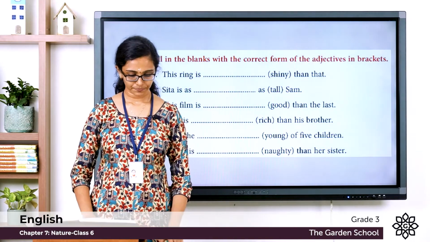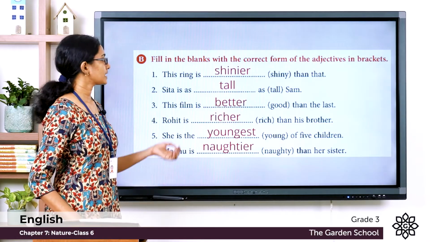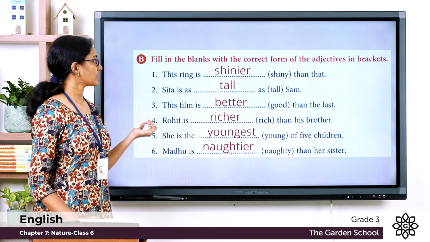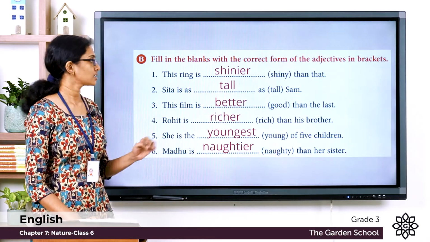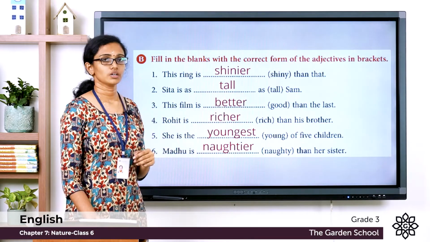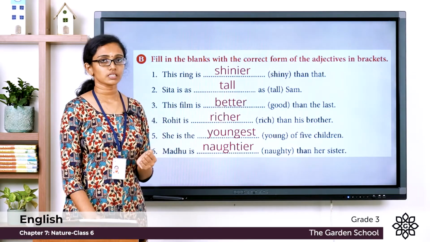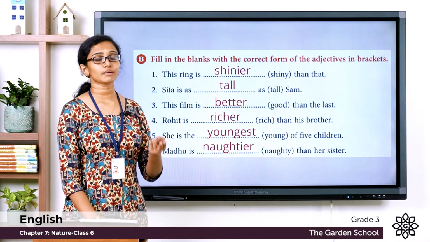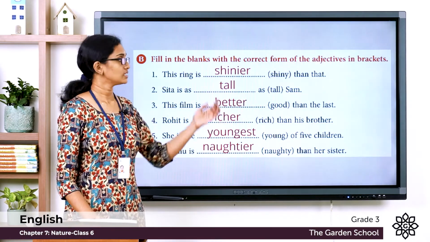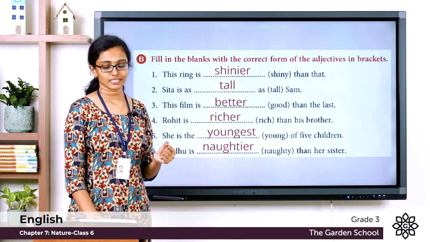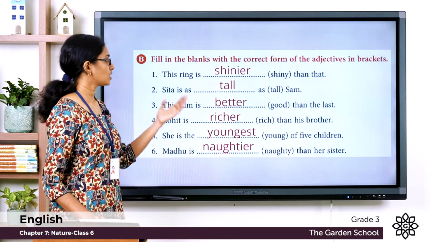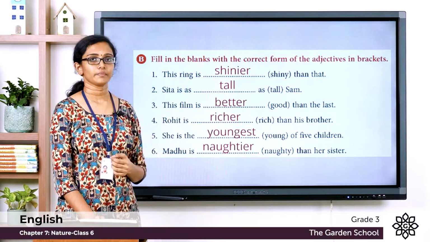The first one, this ring is shinier than that. So here you are comparing two rings. This ring is shinier than the other ring or than that. So when you compare two things or two qualities, you use the comparative degree of adjective. So shiny, shinier, shiniest.